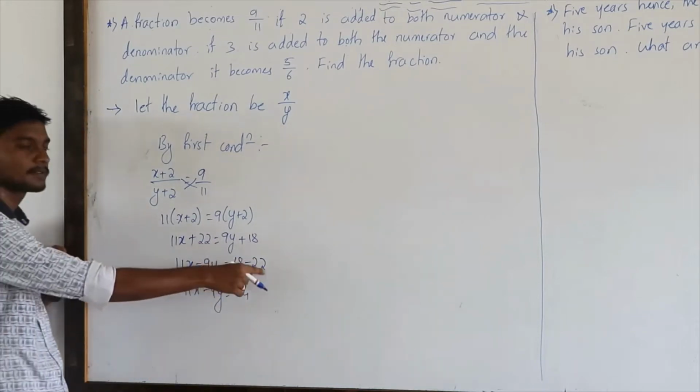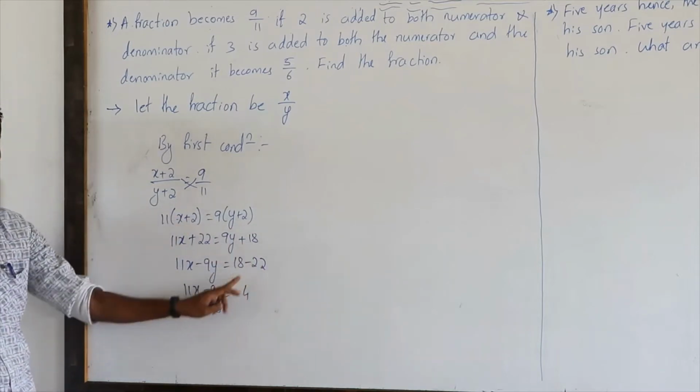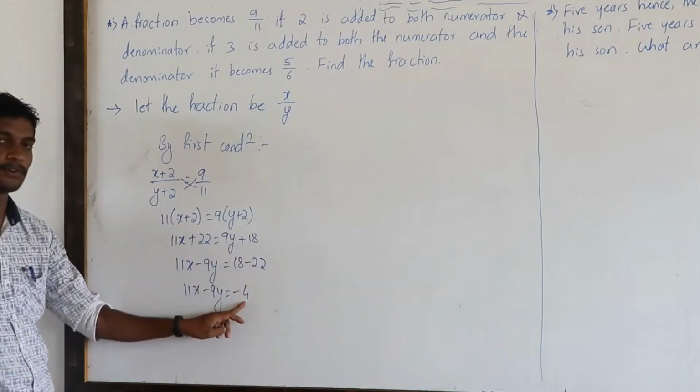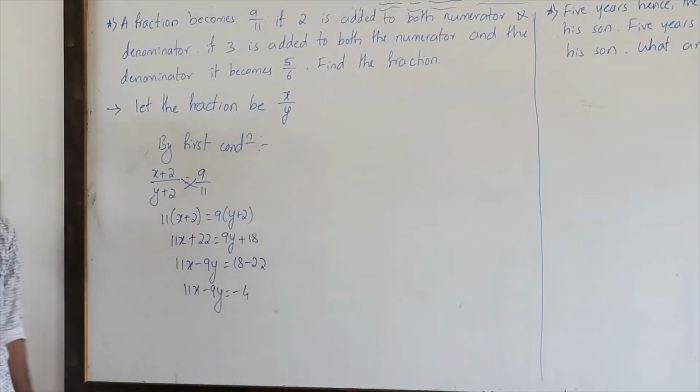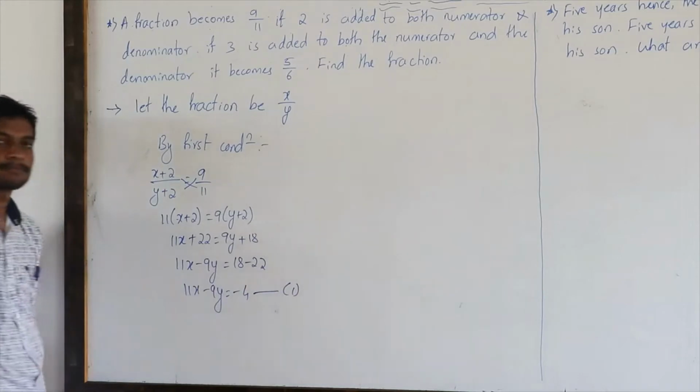Because one is plus, one is minus, at that time we have to subtract the smaller number from the bigger number. 22 minus 18 is 4, and the bigger number's sign is minus, so minus 4. So we have got one linear equation.